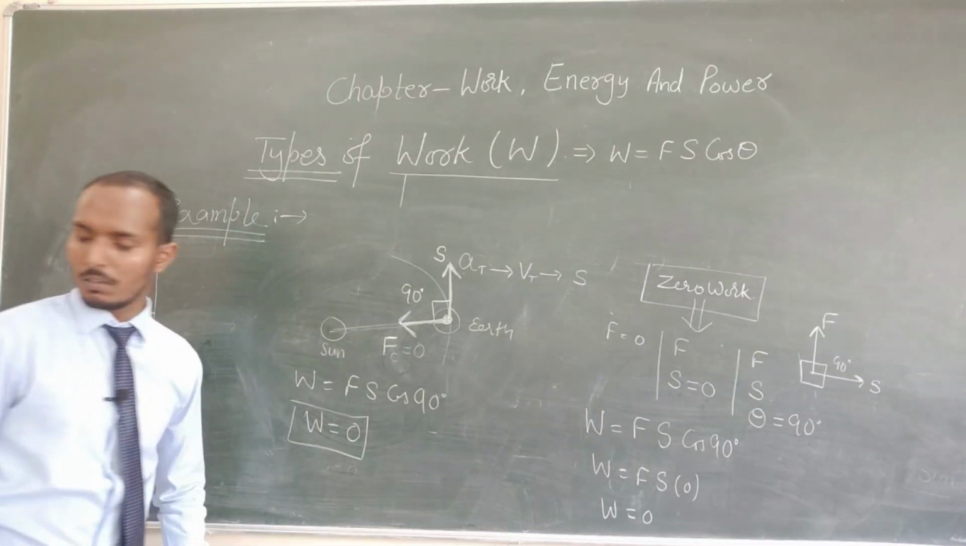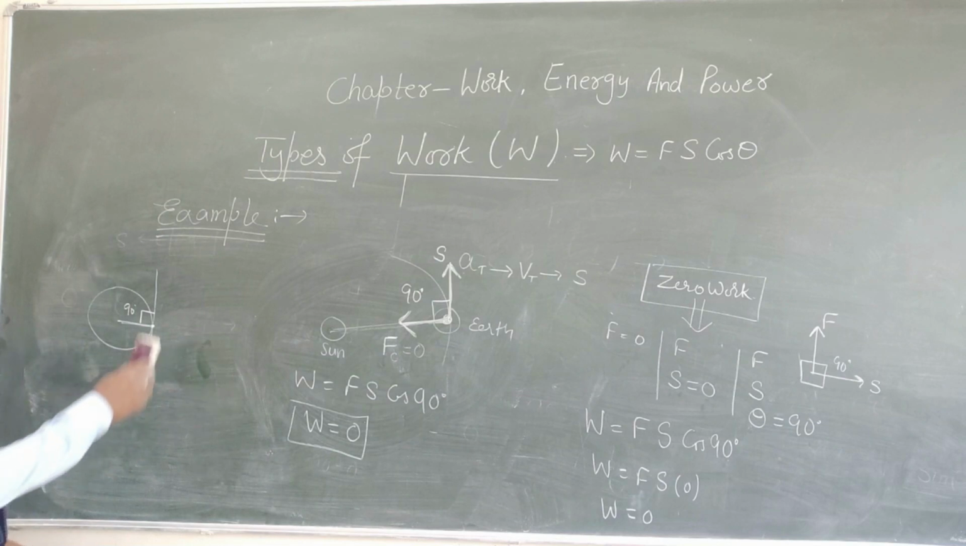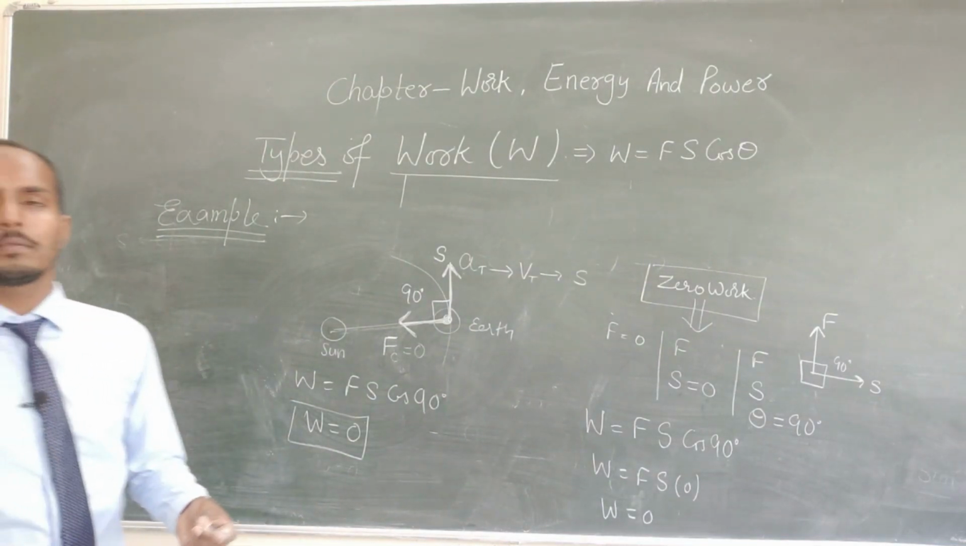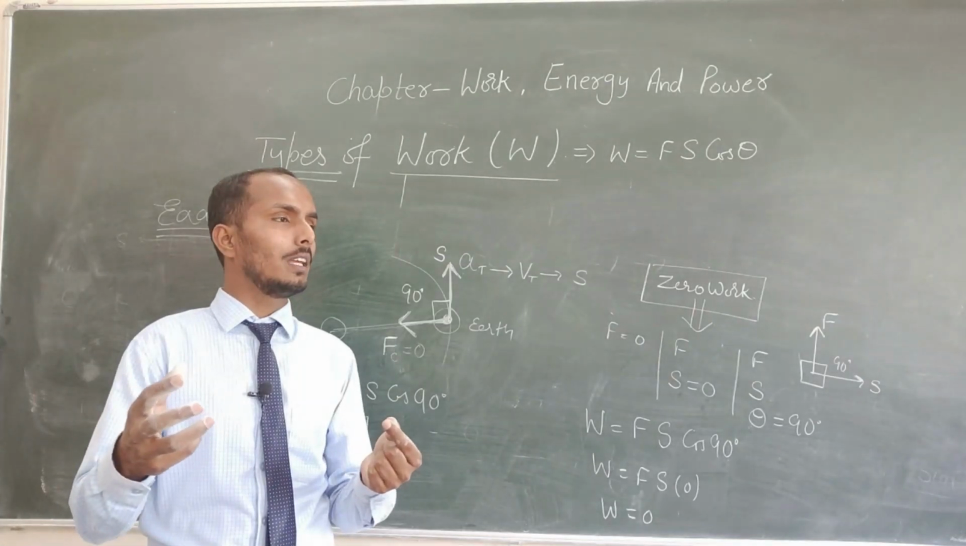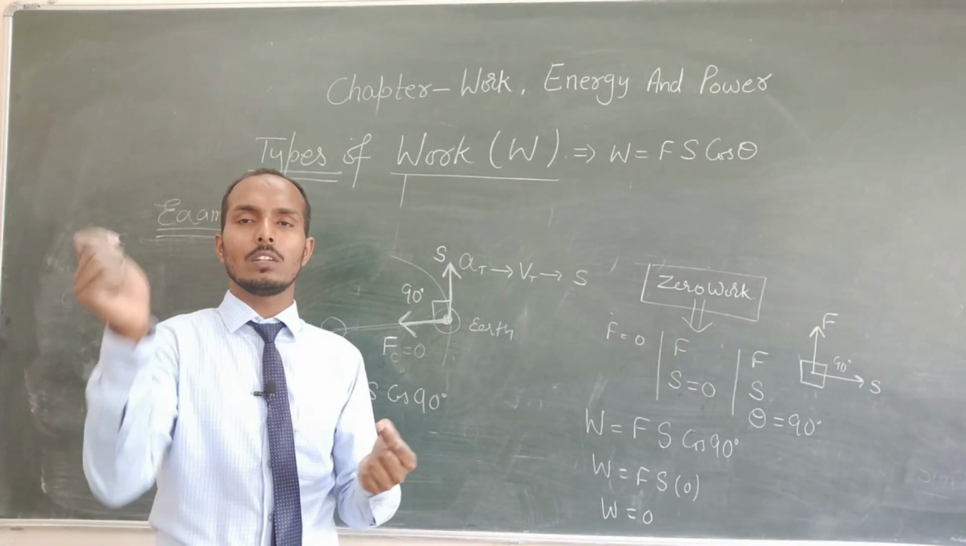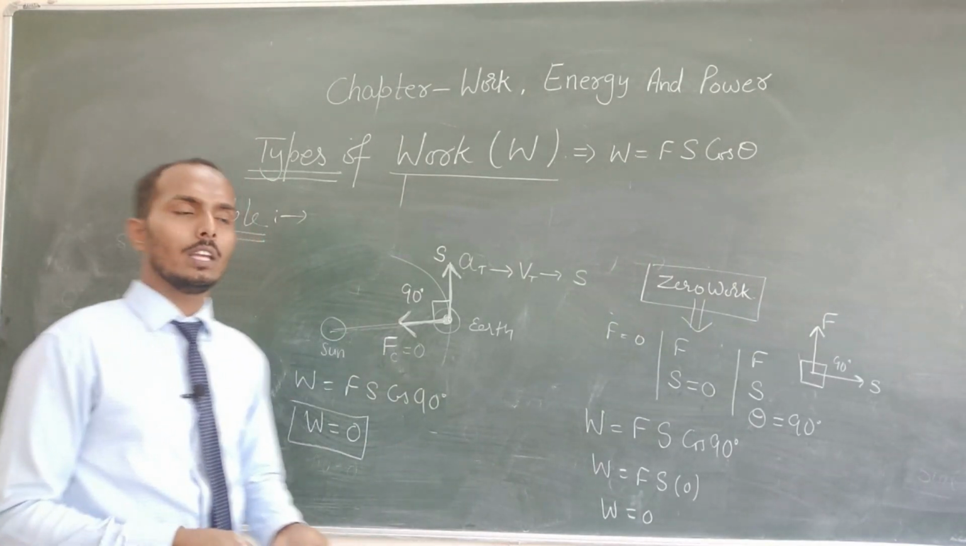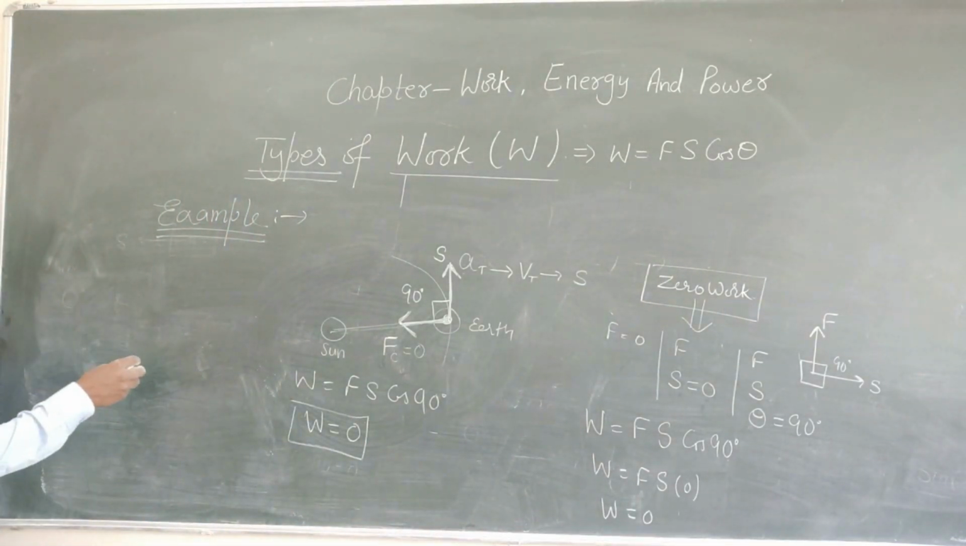So this is one very important example. There is also a very important example: when you tie a stone with a string and you revolve it, then also the work is 0.